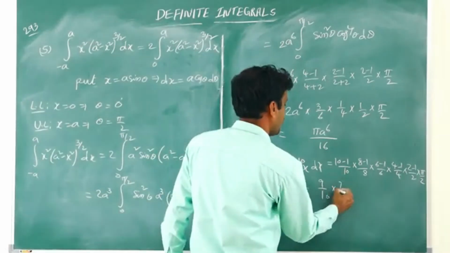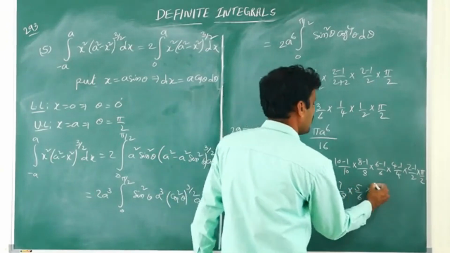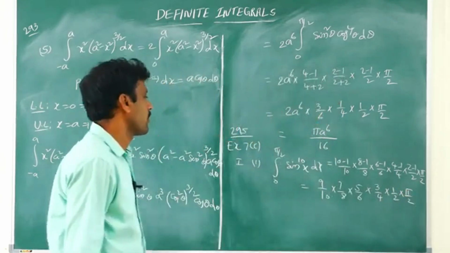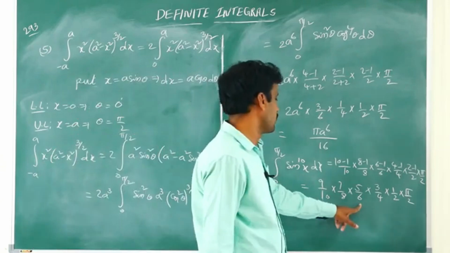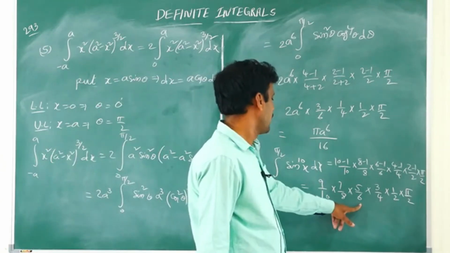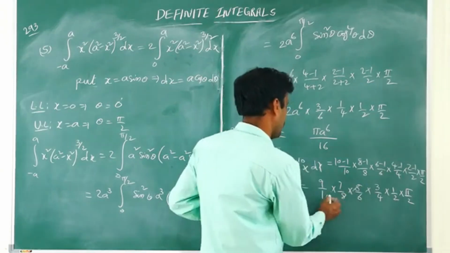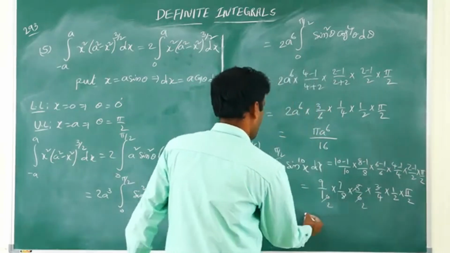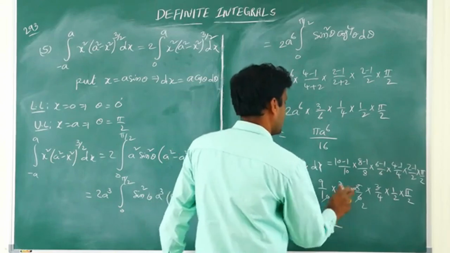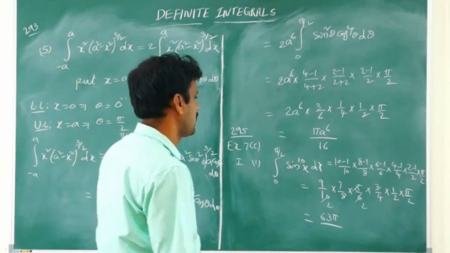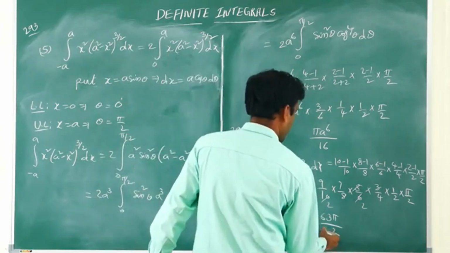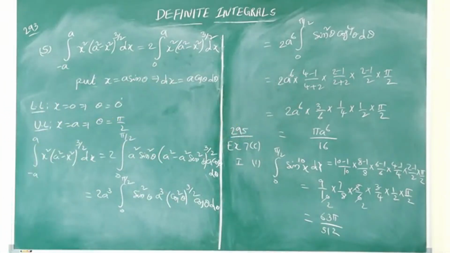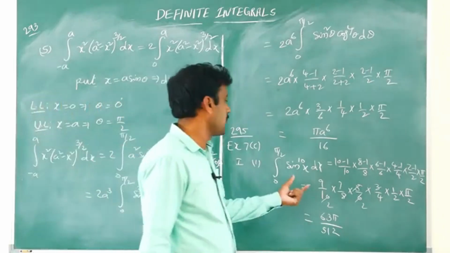That is 9 by 10, 7 by 8, 5 by 6, 3 by 4, 1 by 2, pi by 2. 3 times 3 twos, next 5 twos, 3 twos, enough. So 63 pi by 512. That is integral 0 to pi by 2 sin power 10 x dx.